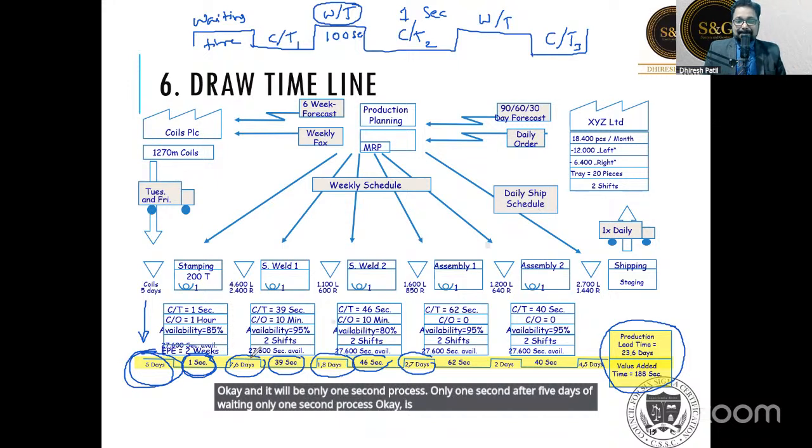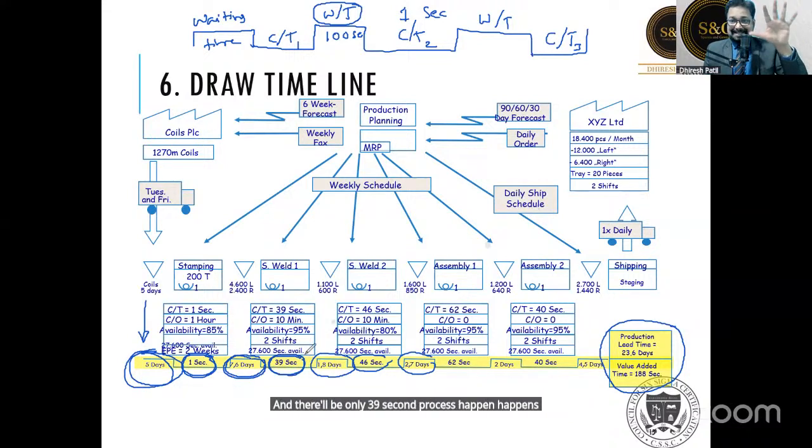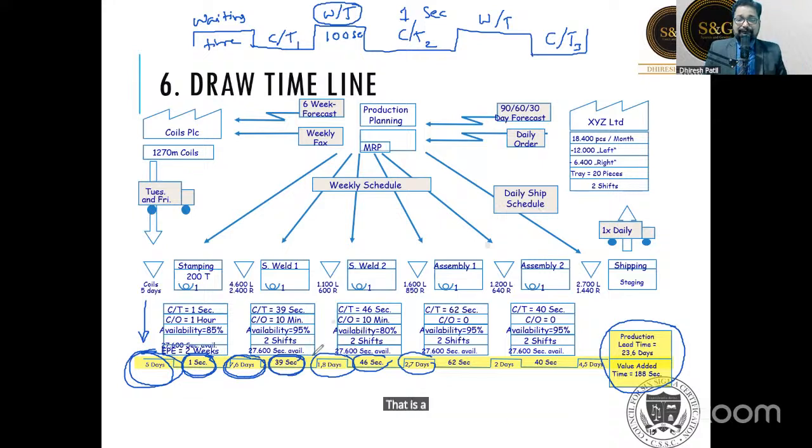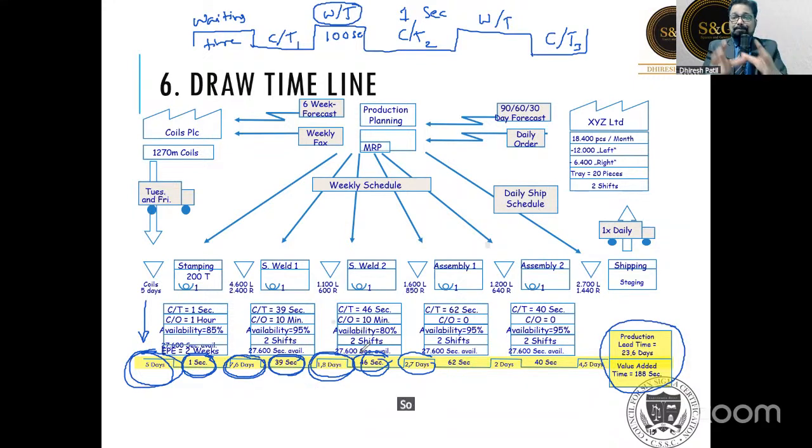Then after that, there will be 6 to 7 days of waiting. You have to wait again for 7 days, and there will be only a 39-second process that happens on you. That is the cycle time. Again, you have to wait for 1.8 days. Again, 46 seconds will happen with you. So whatever happens to that metal piece is actually the value added time, which is cycle time.